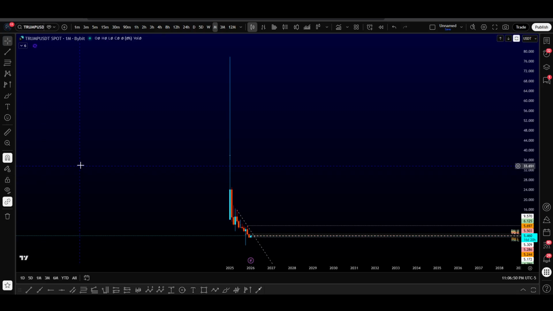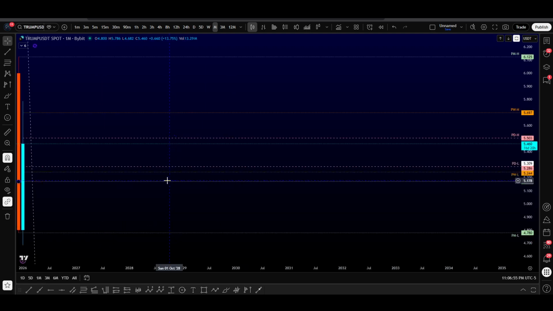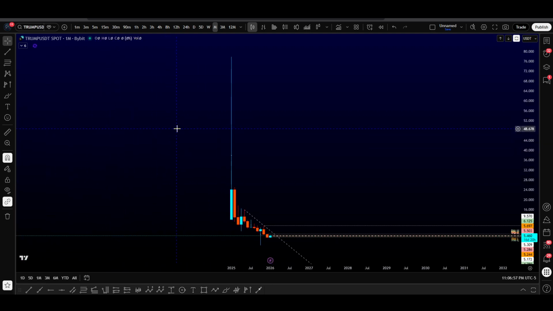Today I wanted to go over Trump coin USDT on the Bybit chart. This is going to be the spot. Let's start off with the higher time frame, right?